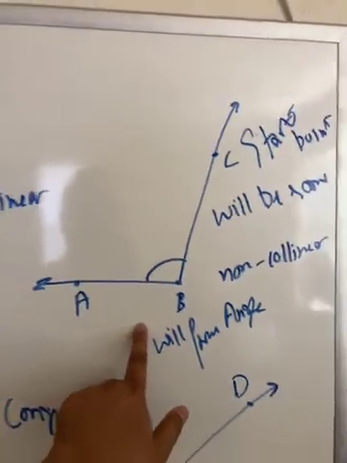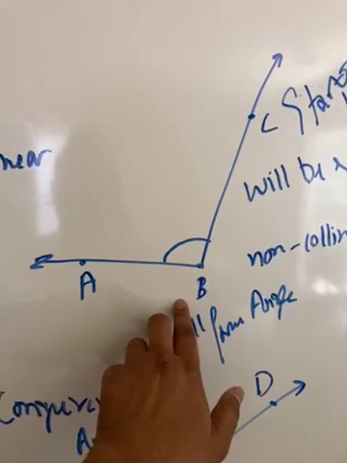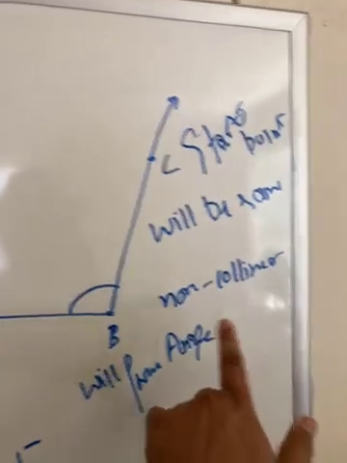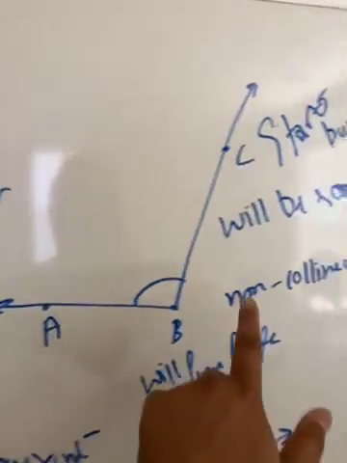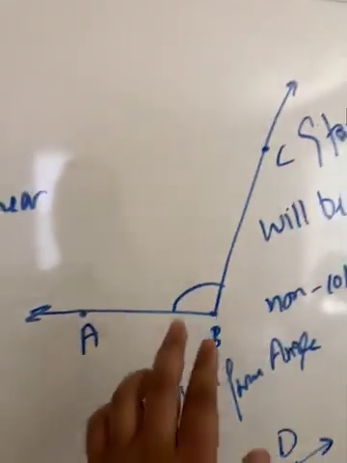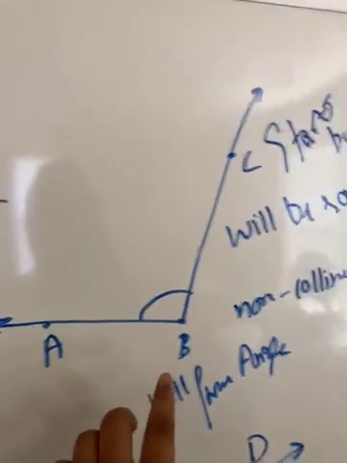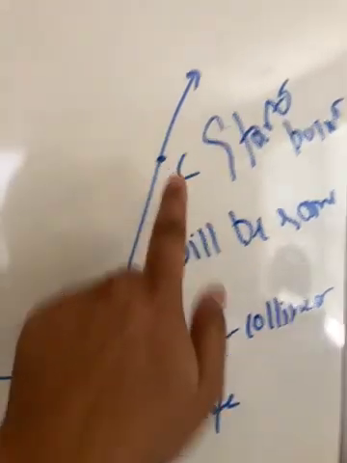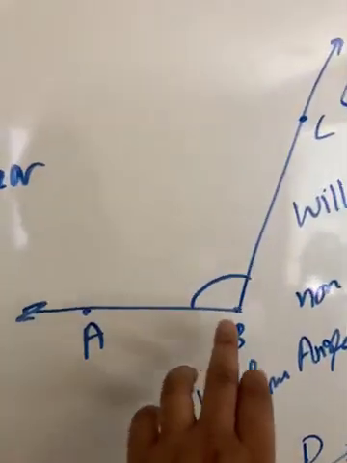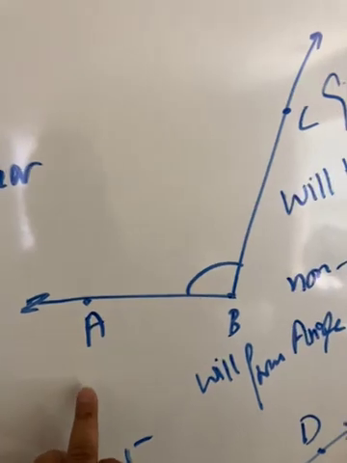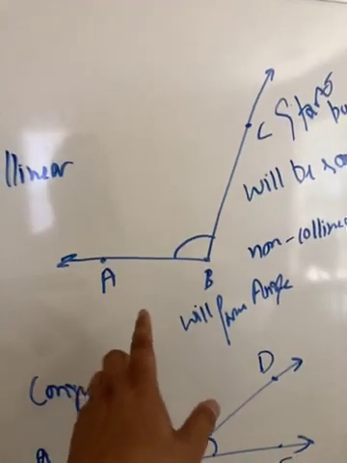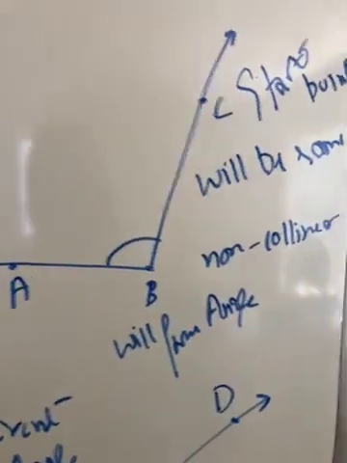The criteria to form an angle is you should have one common endpoint, and then you should have two rays which are non-collinear. When I say non-collinear, it means they are not on the same line, not going in opposite directions like this. These points are not lying on the same line. This point A lies on this line, this point C lies on this line, and when they have the common endpoint, then the angle is formed. This is the concept of the angle. So the angle will be ABC.